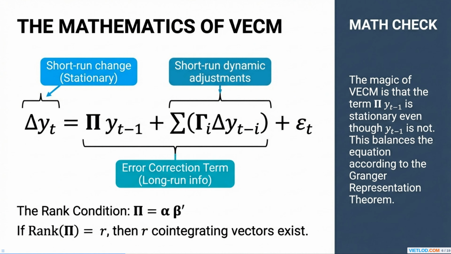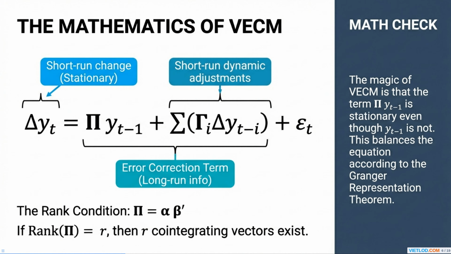This slide presents the core mathematical equation of a vector error correction model. The left side, delta Y_t, represents the short-run changes in our variables, which are expected to be stationary. The first crucial term on the right, Pi Y_{t-1}, is the error correction term. This term is the heart of the VECM, encapsulating the long-run information.